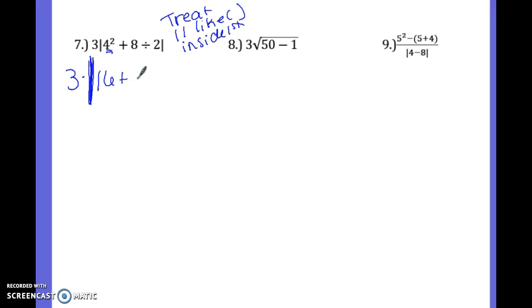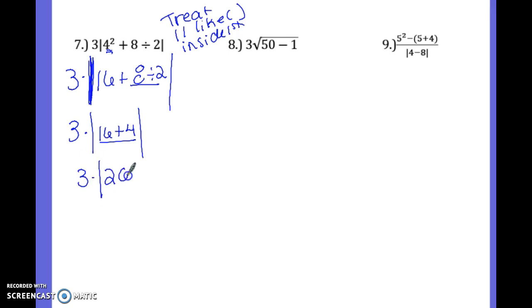16 plus 8 divided by 2. Oh, nice big absolute value. 8 divided by 2, well, that's 4. So you have 3 times the absolute value of 16 plus 4. 16 plus 4 is 20. 3 times the absolute value of 20. Well, how far away is 20 from 0? It's 20 spaces. 3 times 20 is 60.